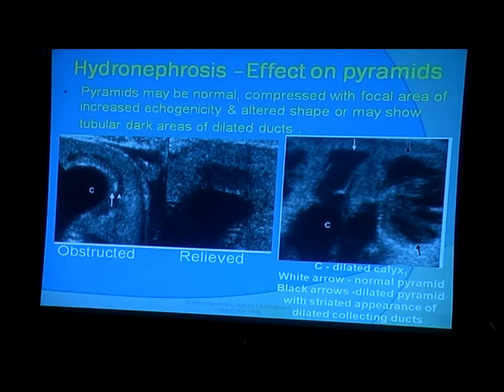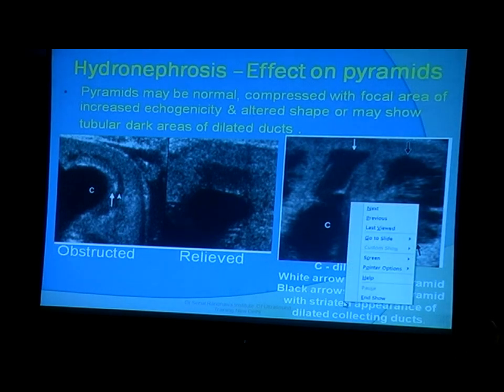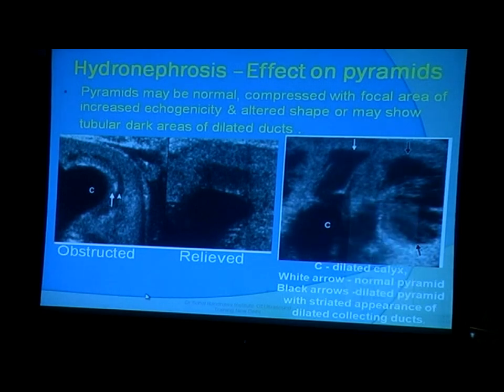Remaining calyx, remaining pyramid, what will you see? The shape is changed. The normal shape of the pyramid, we could make out, is almost a triangular structure, but now it is looking like a crescent. Why? Because it has been pressed by the dilated calyx. The other picture that you may see, in this case there was obstruction, hydronephrosis was there, partly obstruction is relieved, so the pyramid obtains its partial shape, not full still.